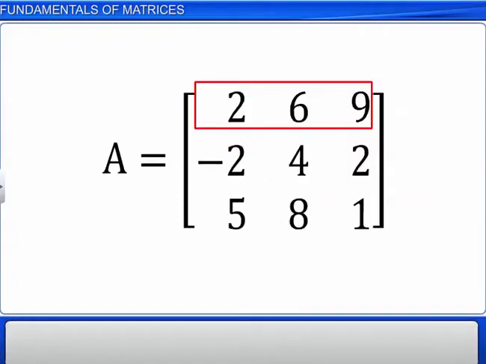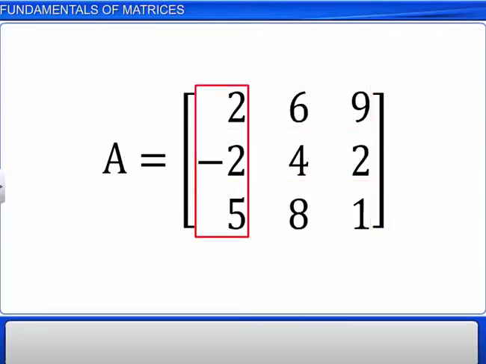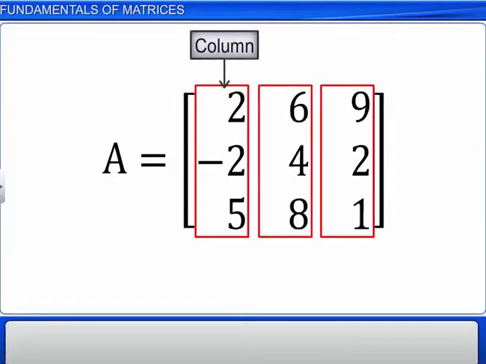The horizontal lines of the elements are called rows. This matrix contains 3 rows. The vertical lines of elements are called columns. This matrix contains 3 columns.